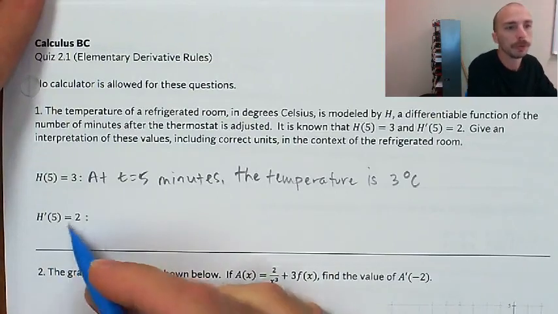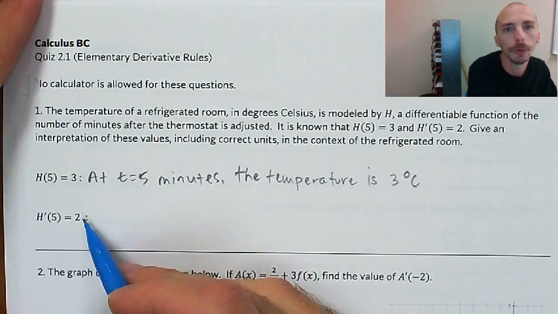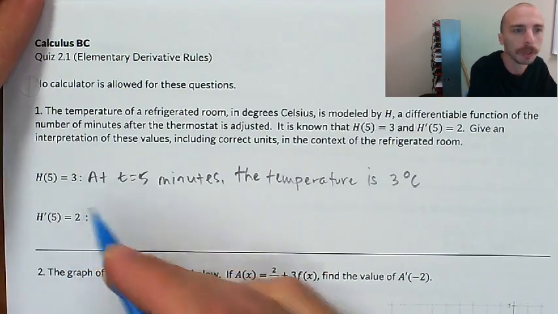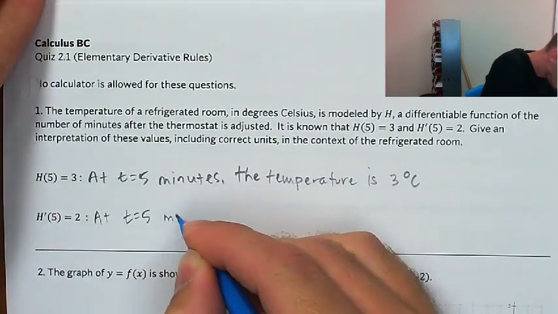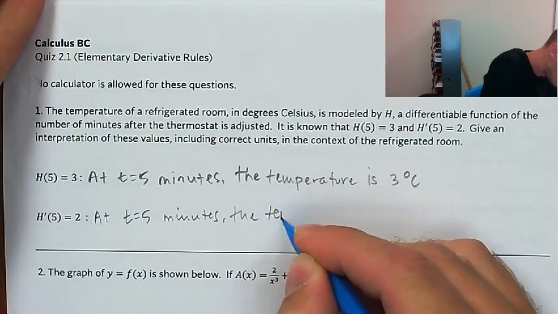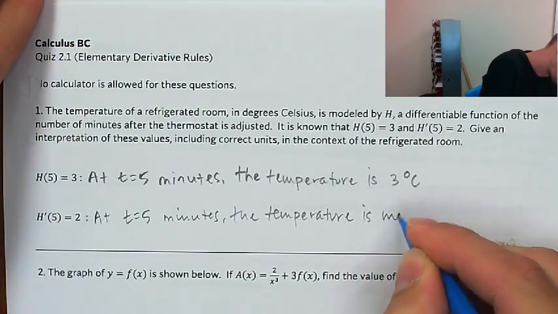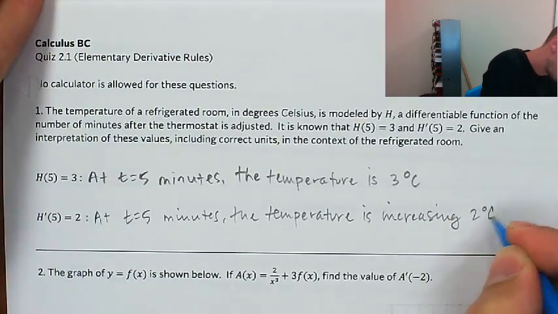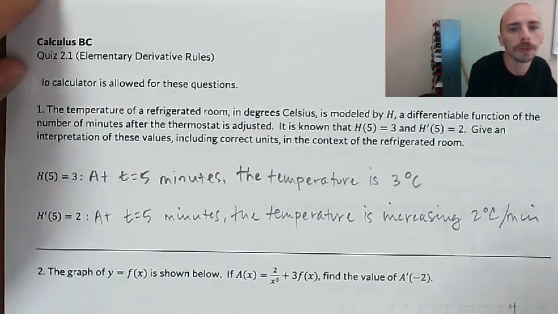Okay, and then h prime of 5 equals 2 means the rate of change of temperature with respect to time at t equals 5 is going to be 2. Which means that at t equals 5, the temperature is increasing 2 degrees per minute (2°C per minute, right? Units of the output divided by units of the input).